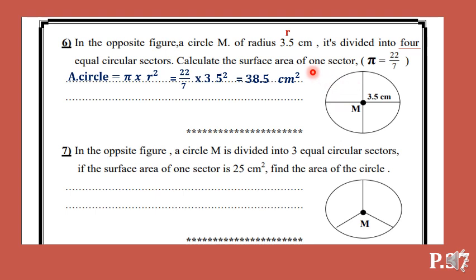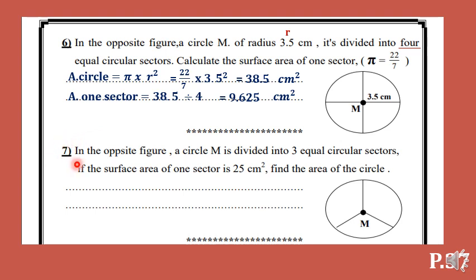I want to find the area of one sector. The circle divided into 4 equal parts, so to find the area of one part or the area of one sector, I'm going to divide the area of the whole circle divided 4. So area of one sector equals 38.5 divided 4 equals 9.625 squared centimeter. This is the area of one sector.